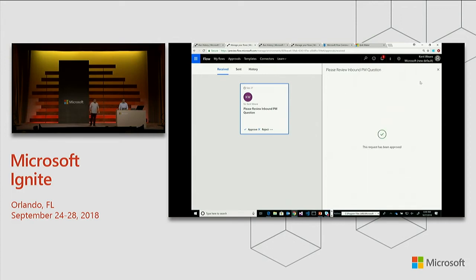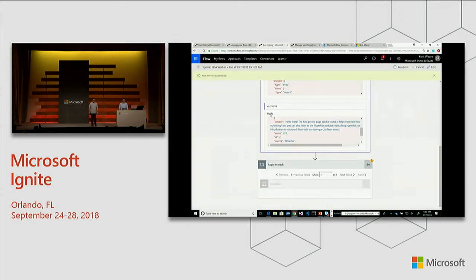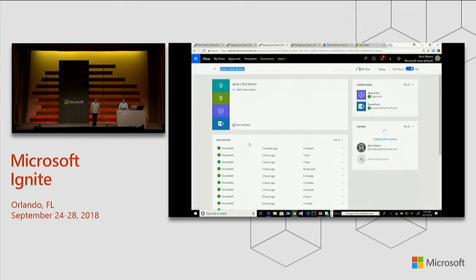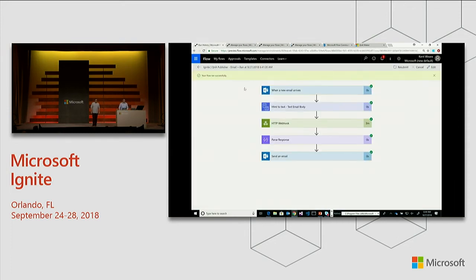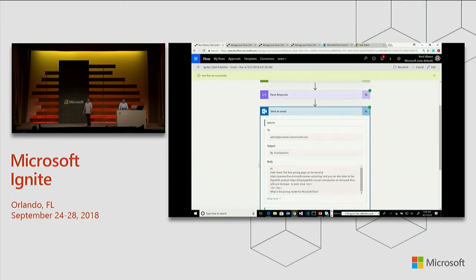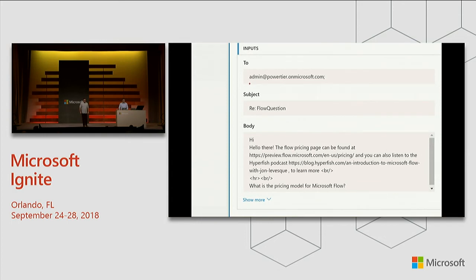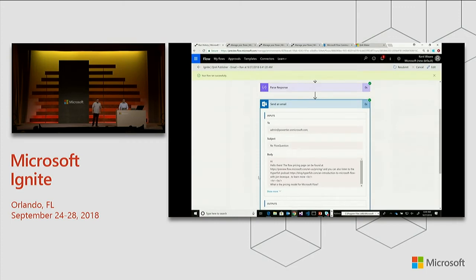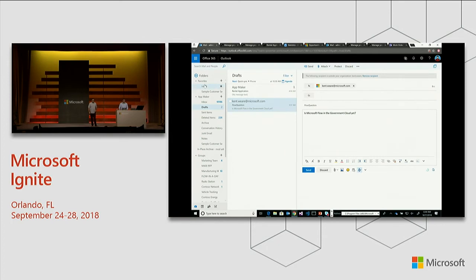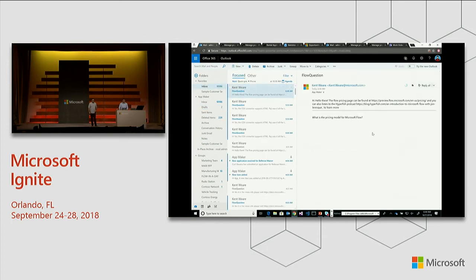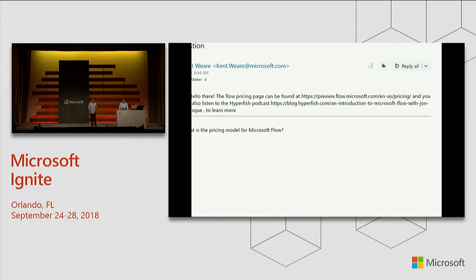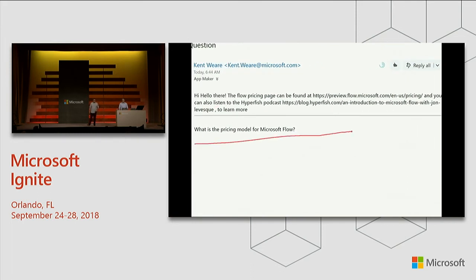So we'll go ahead and do that, and then what will happen is that our flow will complete running. We can see now it's completed, and it'll then return that information back to the calling flow. And we can now see that this has been completed as well. So we've gone ahead and sent an email back out to the originator, which was the admin at PowerTier, the account I was using, saying, "Hello there, this is where you can find the flow pricing information." So if we head back over to our email and hit our inbox, we can see that the email has arrived, and we can see the response and what the original question was as well.